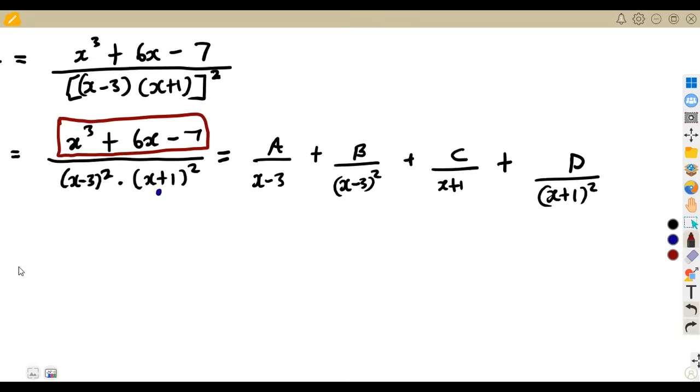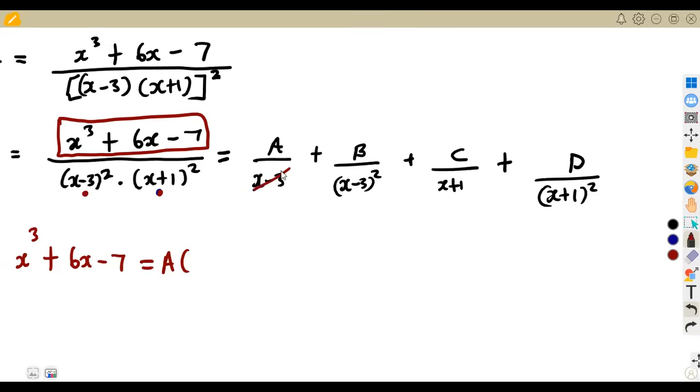So the numerator there is x cubed. So we're going to have x cubed plus 6x minus 7 is equal to the numerator of this part, which is A, all right? So it's going to be A into, now we divide. So if we cancel this, there is x minus 3 here, and our LCD has got x minus 3 squared, x plus 1 squared.